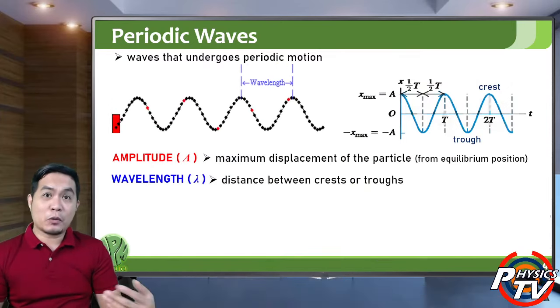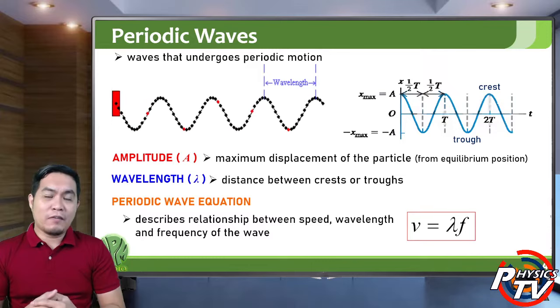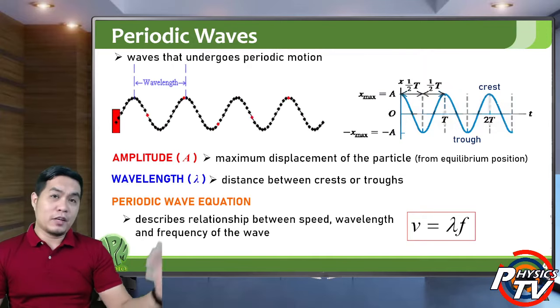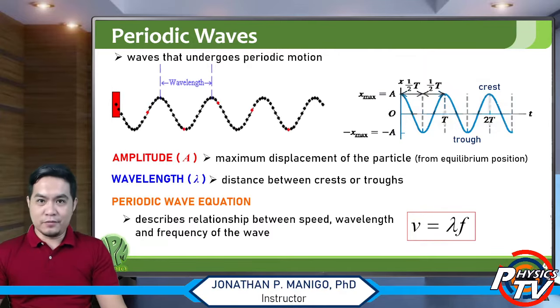So there are the wavelength, the frequency, the period, and the speed of the wave. You will notice that the wave is actually moving to the right in this case. The speed of that wave is given by this periodic wave equation. The periodic wave equation is applicable to all types of waves, and it relates the wave speed, the wavelength, and the frequency or the period of the wave.